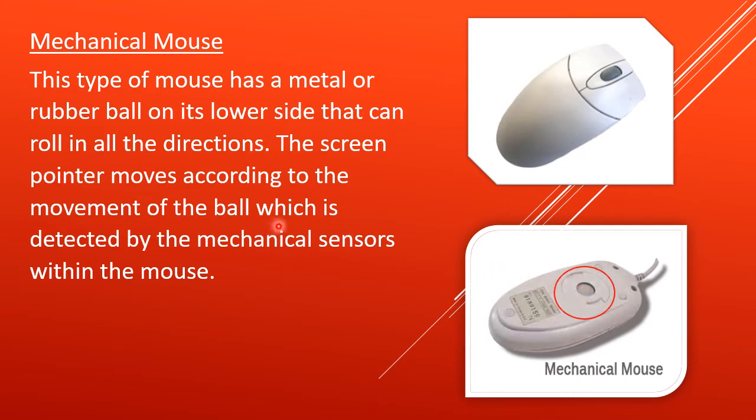This movement of the rubber ball is detected by the mechanical sensors within the mouse. There are mechanical sensors inside the mouse which detect the movement of the rubber ball at the bottom, and according to the movement of the rubber ball, the pointer on the screen moves.